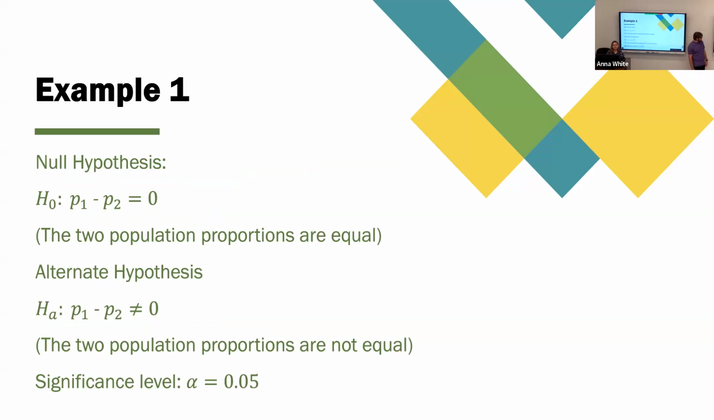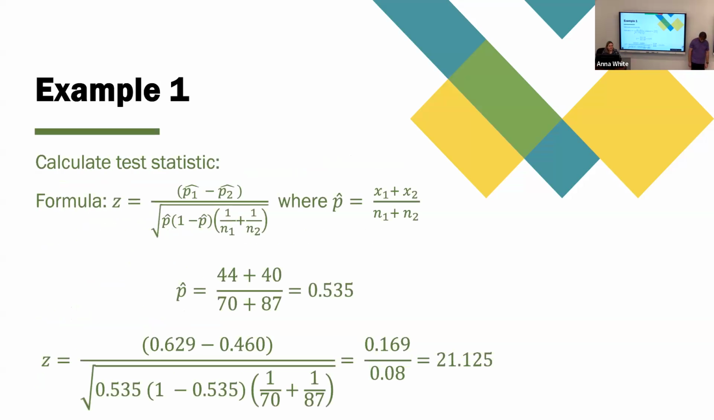And so the null is, we're going to assume that the two population proportions are equal, while the alternative is going to say no, they are not equal. And so our significance level is going to be the standard 0.05 in this case. And so next we need to find our test statistic.